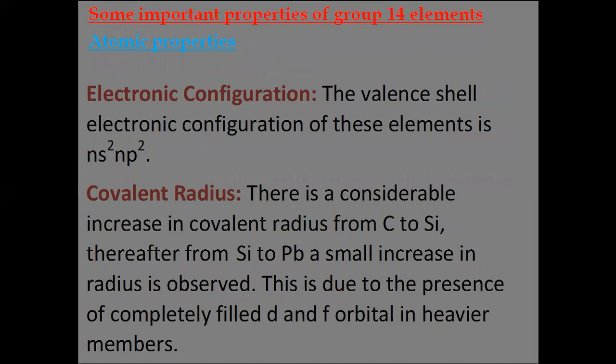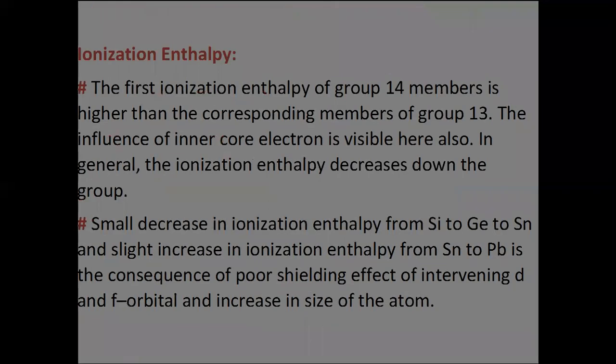Some important properties of group 14 elements. Let us discuss atomic properties. Electronic configuration. The valence shell electronic configuration of these elements is ns2 np2. Covalent radius. There is a considerable increase in covalent radius from carbon to silicon, thereafter from silicon to lead a small increase in radius is observed. This is due to the presence of completely filled d and f orbitals in heavier members.